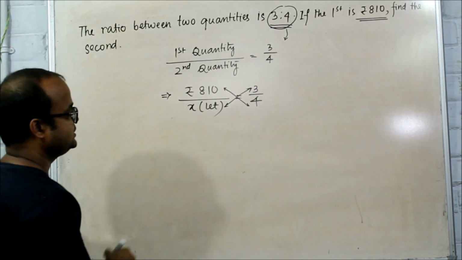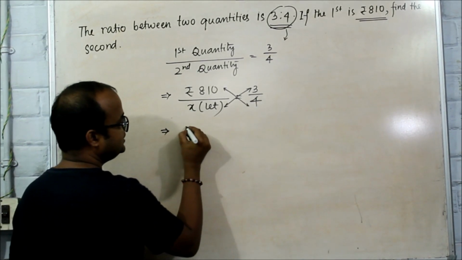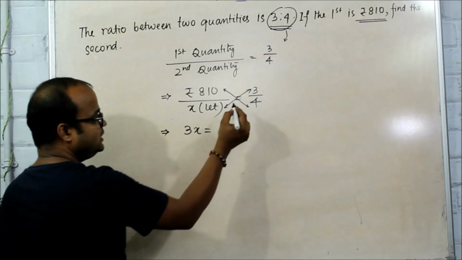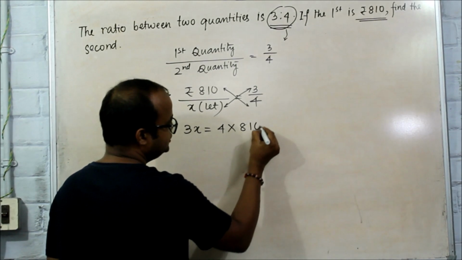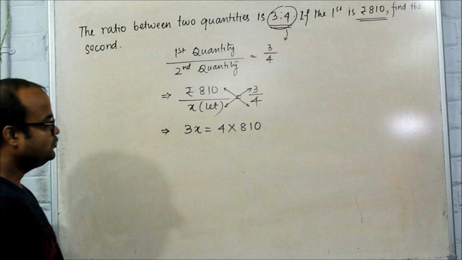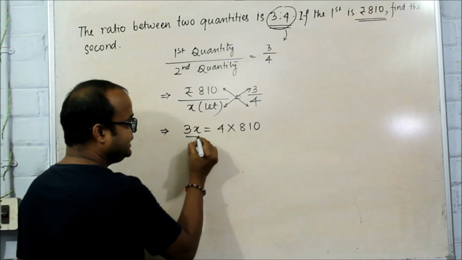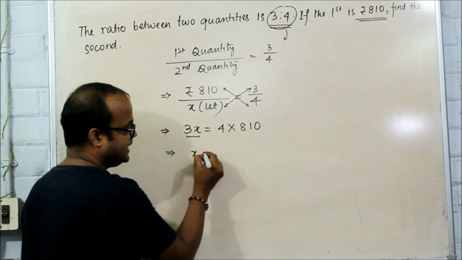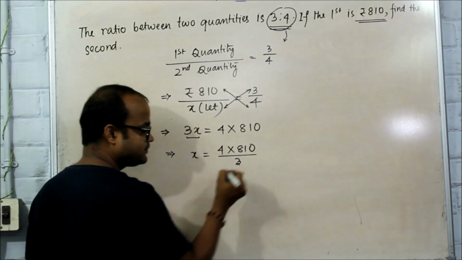Now next is apply cross multiplication. If you apply cross multiplication, 3 into x is equal to 3x, which is equal to 4 into 810. Clear? We have to find out x, so we need to bring this 3 to the other side. These two are multiplied, so when it changes the side, it will be on the denominator. So x is equal to 4 into 810 by 3.